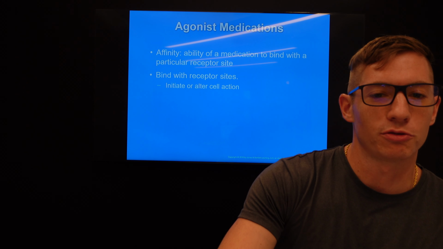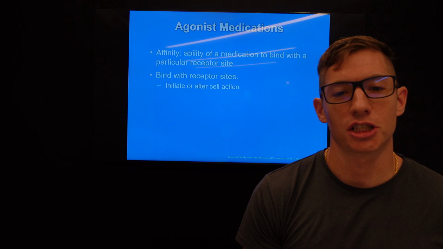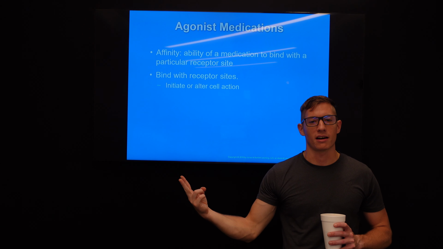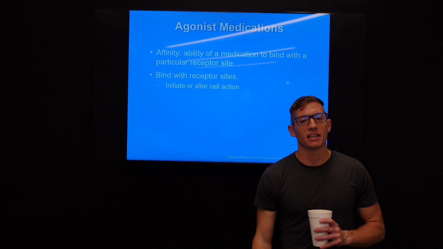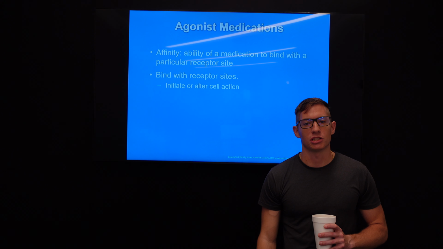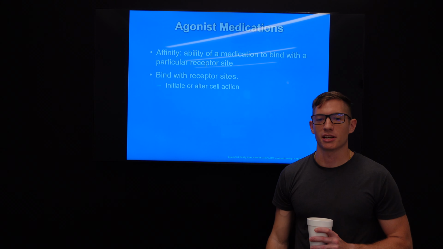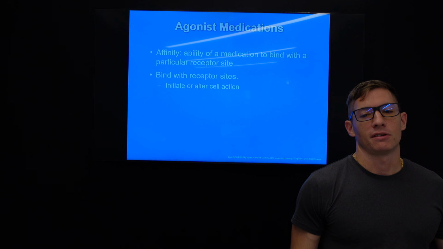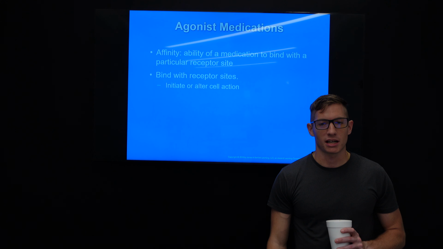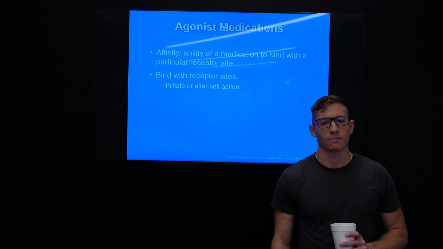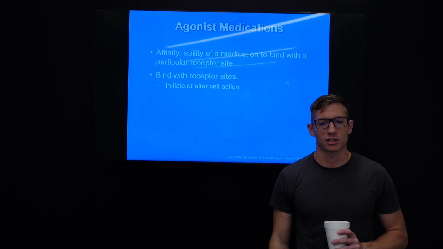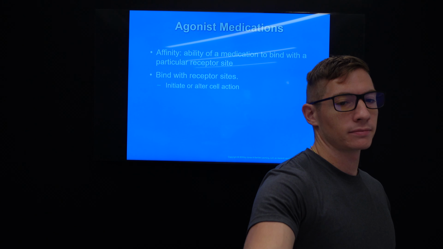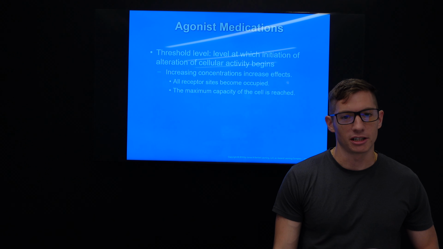Agonist medication. So factors that determine the concentration of a medication present at the target cell site are dose, route, other factors. Affinity is the ability of a medication to bind with a particular receptor site. So medication concentration and affinity determine the number of receptor sites bound by that medication. Agonist medication binds with receptor sites and initiates the altering of the cell action. Everything I just talked about.